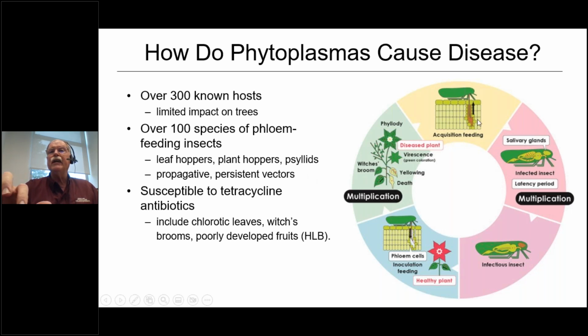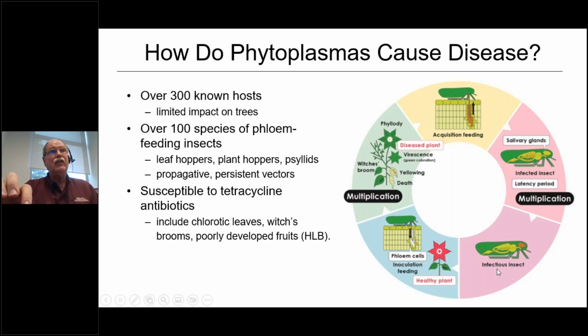That feed over here in this cartoon right here at the top. They feed into the phloem. They pick the phytoplasmas up. This is called a propagative persistent vector, and let's say it's a psyllid, and it's because the phytoplasmas actually live and multiply inside the vector. And so therefore the infectious insect is very effective because these things are circulating within the vector.